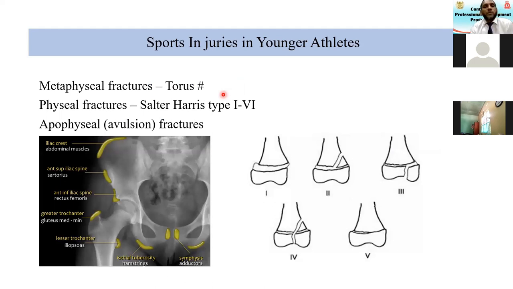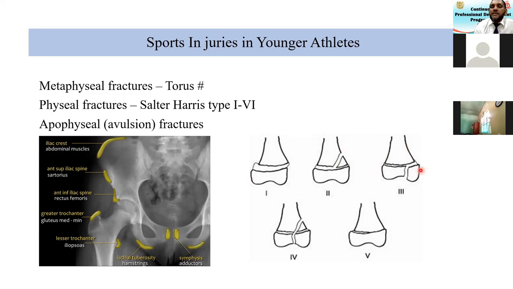I'll just quickly go through sports injuries in young athletes. In young athletes, there are a few conditions involved. We have metaphyseal fractures, torus fractures, or buckling fractures. Physeal fractures are Salter-Harris fractures, which have about five types, where there is a fracture through the physis, and then a fracture involving the metaphysis and physis, with the Thurston Holland segment.